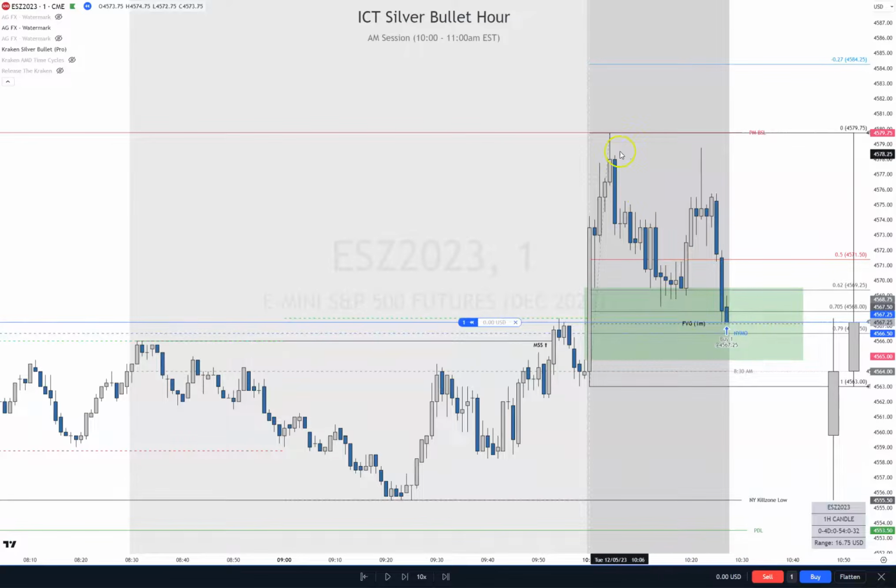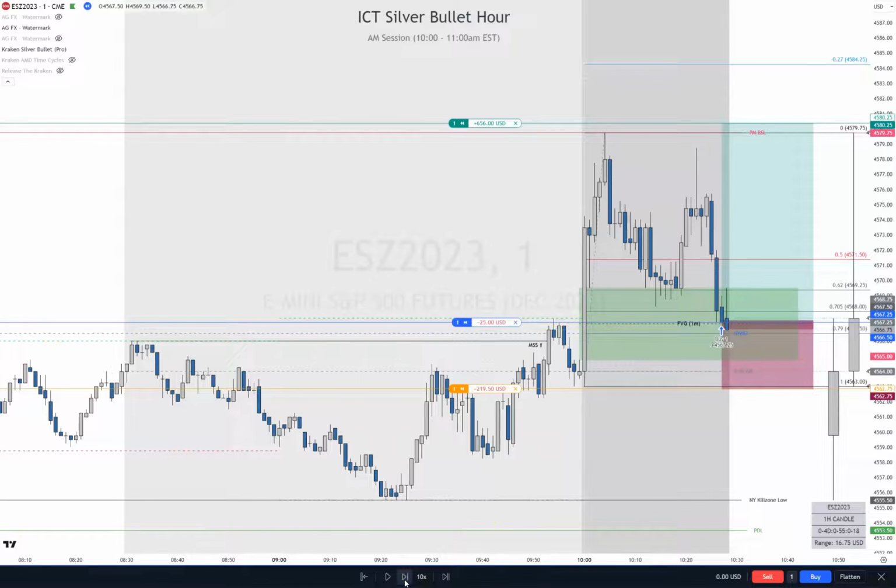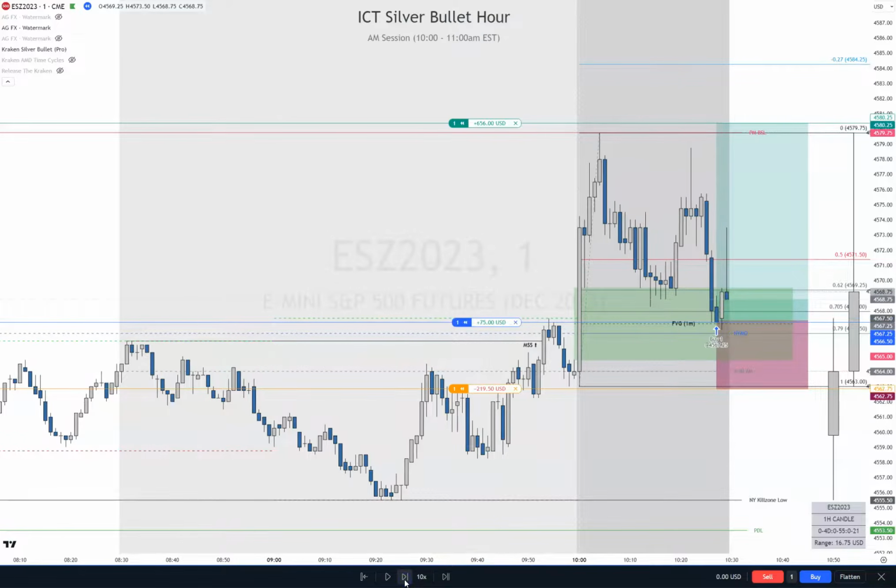There's a pullback. Should have pulled the fib earlier, but right there, consequent encroachment is right in between the 0.70 and 0.79. So let's put our position on here. Let's move our trailing stop to here, one tick below, and move our stop above the previous PM buy side liquidity there. All right, so let's see how this trades out.